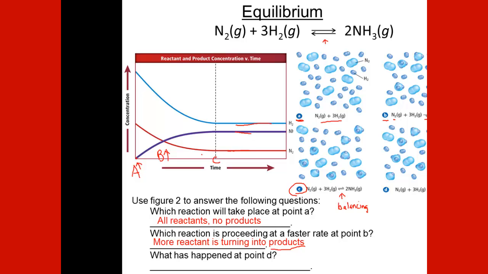As more product is made, it's going to shift back to reactant. As more reactant is made, it's going to shift back, and we're going to get to our equilibrium, or a constant amount of reactant and products. Remember, they're not equal to each other, so this will be our point D. It will be here, where they're not equal to each other, but they're at a balanced amount called equilibrium.